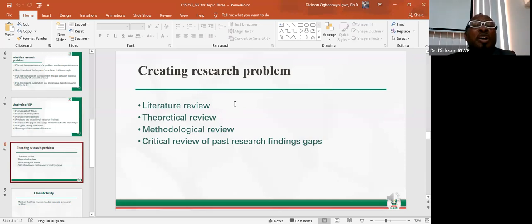Okay, so another review is the theoretical perspective review. For each topic or each issue, there are theories or theoretical perspectives that will best address that issue. Some people, due to limited capacity, use theories that are inadequate, theories that are out of it in addressing social issues.